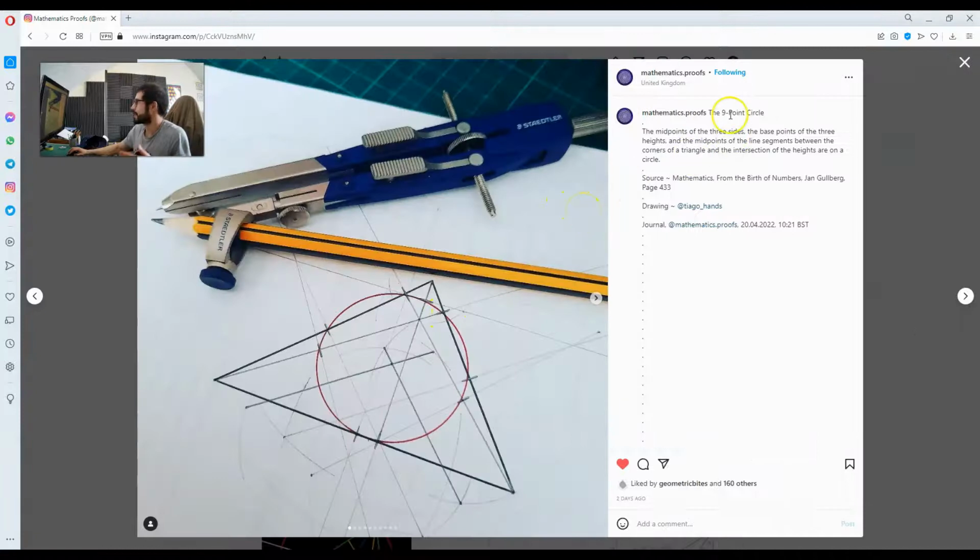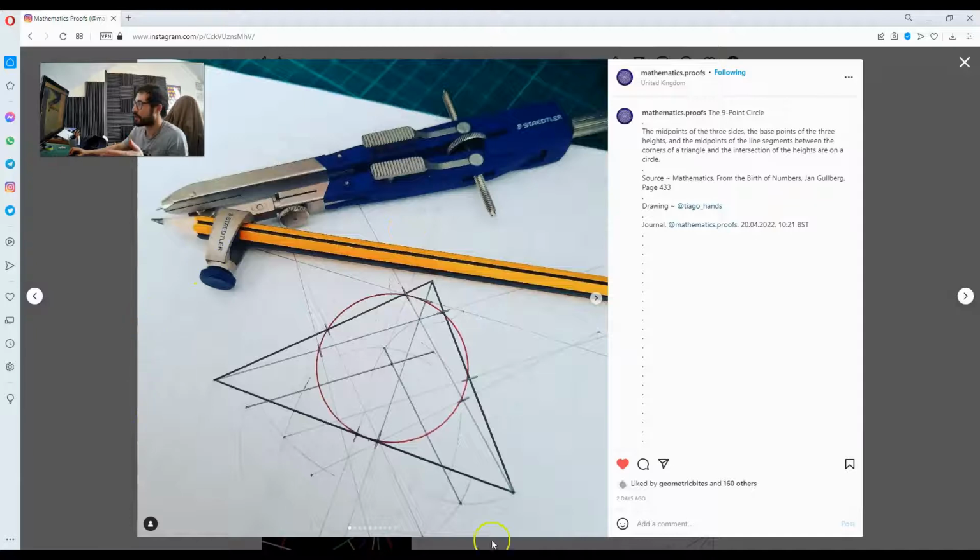The rule of the 9-point circle is this. The midpoints of the three sides, the base points of the three heights, and the midpoints of the line segments between the corners of a triangle and the intersection of the heights are on a circle. Source: Mathematics from the Birth of Numbers by Jan Goldberg, page 433.